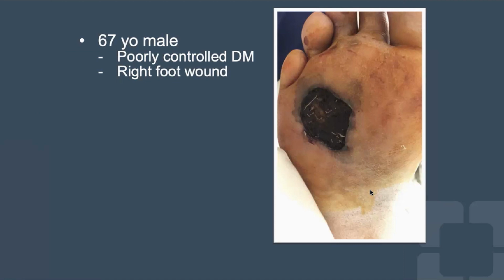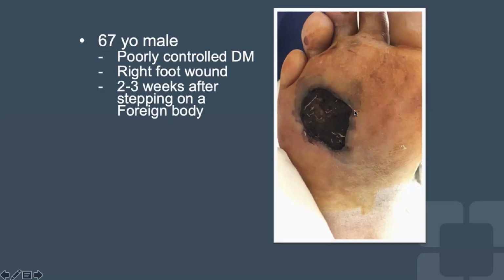This is a 67-year-old male who was a poorly controlled diabetic. This right foot wound you can see here was debrided by a surgical colleague, and I was called in for an evaluation to see if we can get better blood supply. Well, as you know, these diabetic wounds are very difficult to heal, and a lot of times this is an amputation patient for sure.